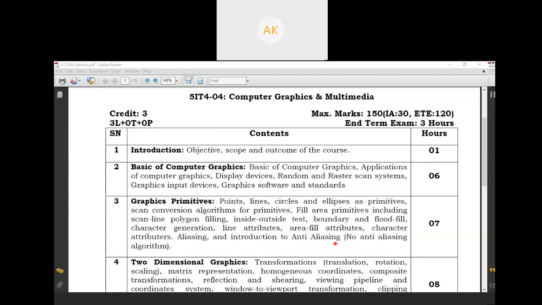zigzagging, meaning the line is not straight. So how can we reduce this to plot or draw a straight line? Okay, we will discuss aliasing and anti-aliasing in class. Aliasing means the zigzagging in your line, and anti-aliasing means how we can reduce this zigzag.